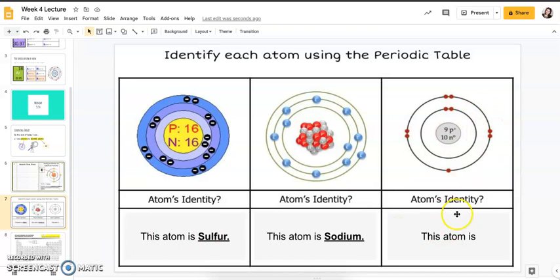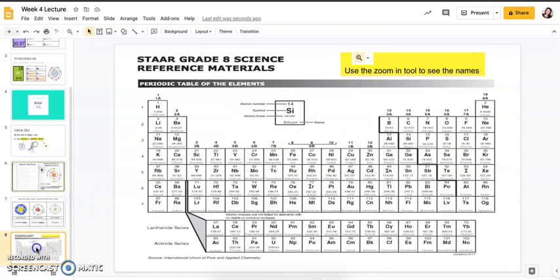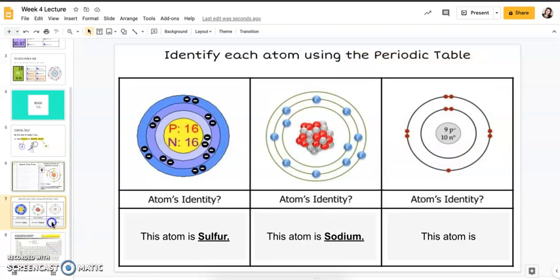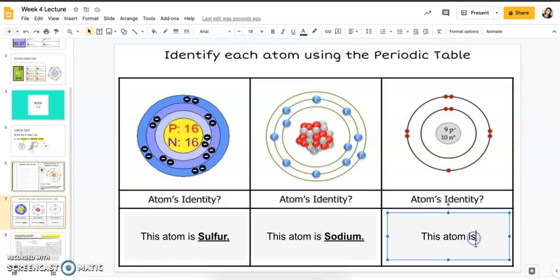And then here, I have 9 protons. 9 protons. So I need to figure out what atom I'm looking at. So I'm going to go back to my periodic table. I'm going to look for 9. So there it is. 9. That's fluorine. So that atom is a fluorine atom. Okay.